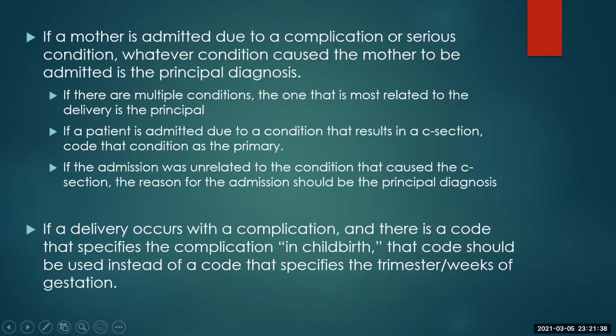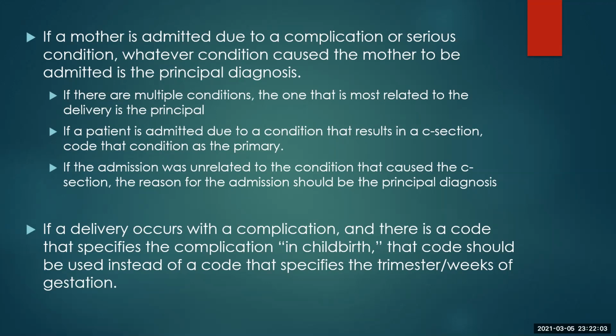All right, so additional guidelines, and there's a lot of these, so I'm just trying to get through them. If a mother is admitted due to a complication, whatever caused her to be admitted is going to be the principal diagnosis. So it's not going to be pregnancy. It's going to be a complication of pregnancy at that point.